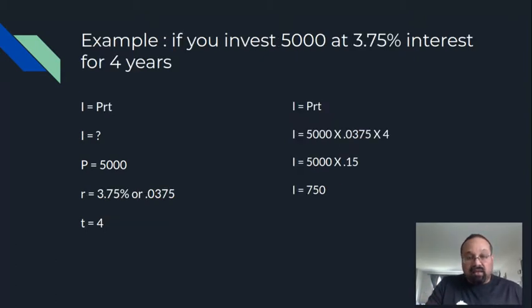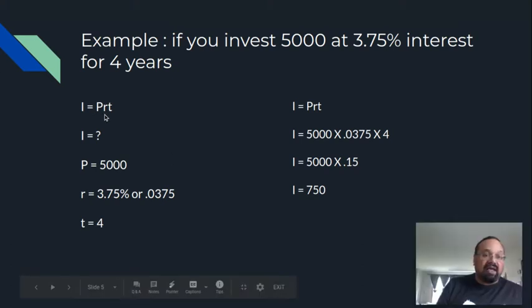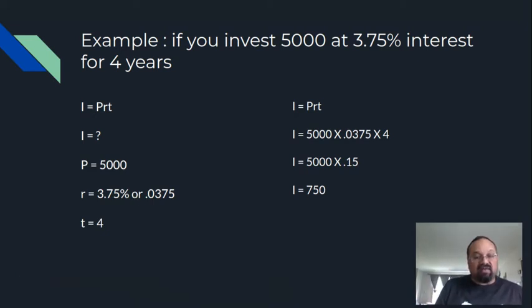Okay. Looking at another example, what if we invest that $5,000 at 3.75% interest for 4 years? Same formula: I equals PRT. I is what we're finding. Our principal investment is $5,000. Our interest rate is 3.75, or when we divide it by 100, decimal 0.0375, and the term is 4 years. Plugging into the formula, I equals 5,000 times 0.0375 times 4. I equals 5,000 times 0.15. So if the interest rate is higher and the term longer, we're now getting $750 on our investment.